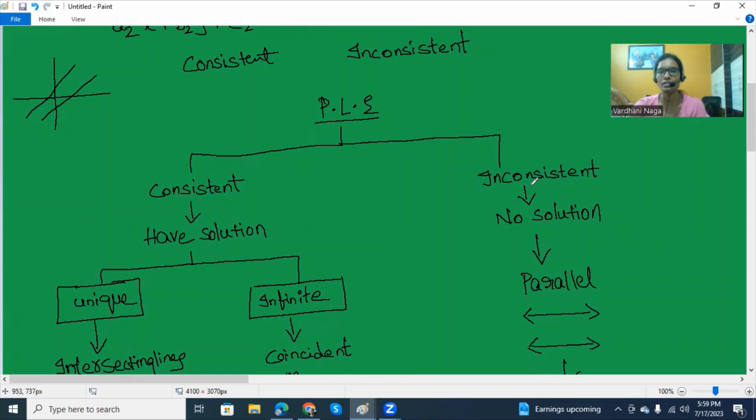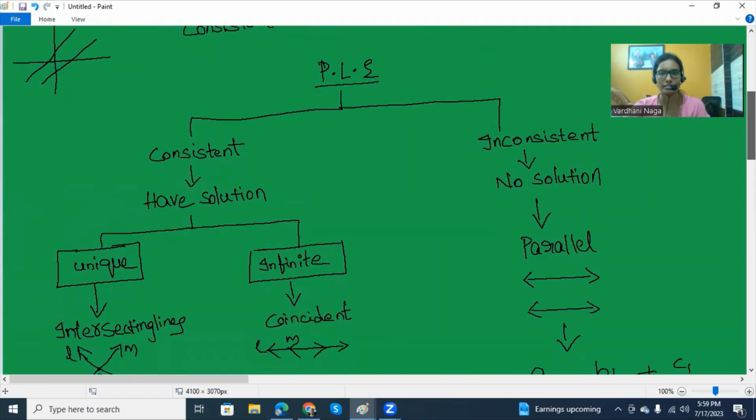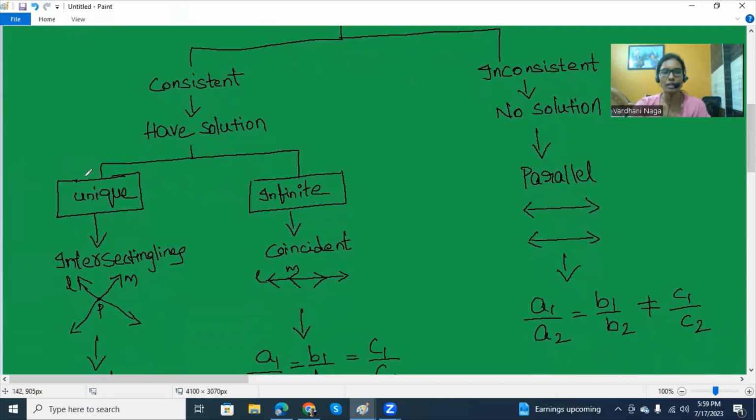If a solution is not there, then they are inconsistent lines. Consistent lines have two types: unique solution or infinite solutions. If you are getting a unique solution, then the lines are intersecting. If you draw the graph, you will get something like this. Infinite solutions means coincident lines; they will lie on each other.